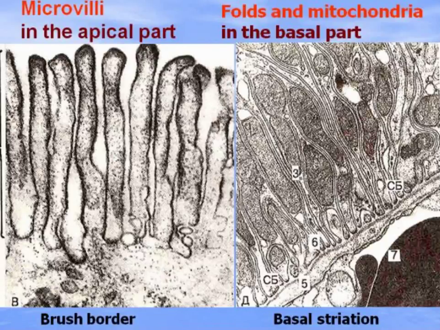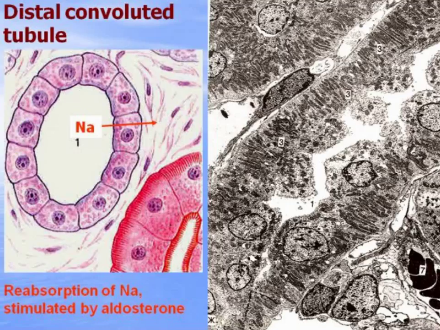for ion pumps. The distal convoluted tubule is somewhat smaller and has an empty lumen because there are no microvilli, no brush border, because there is no reabsorption of organic components. But the basal parts have a lot of mitochondria. Here, reabsorption of sodium ions stimulated by aldosterone of the suprarenal gland takes place.